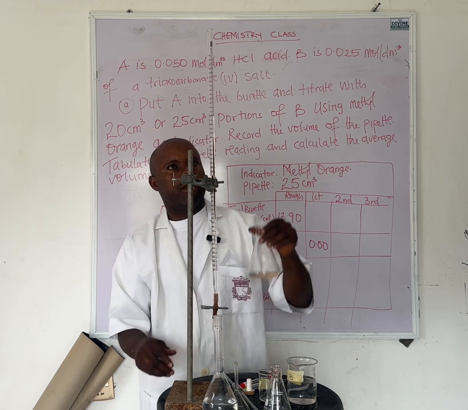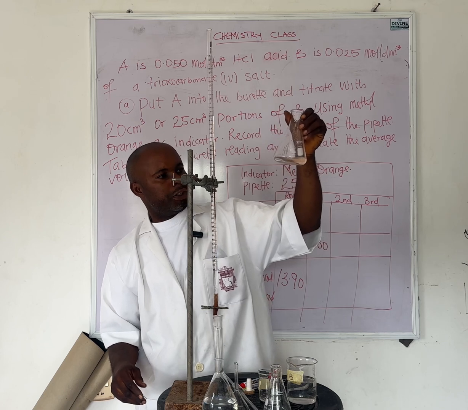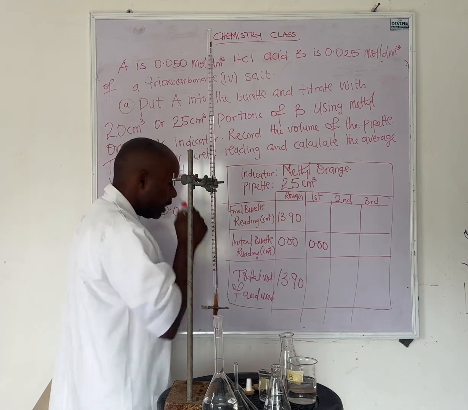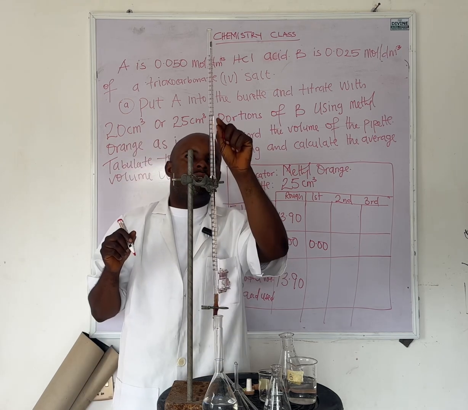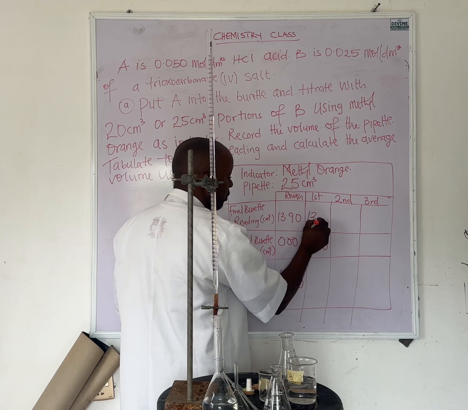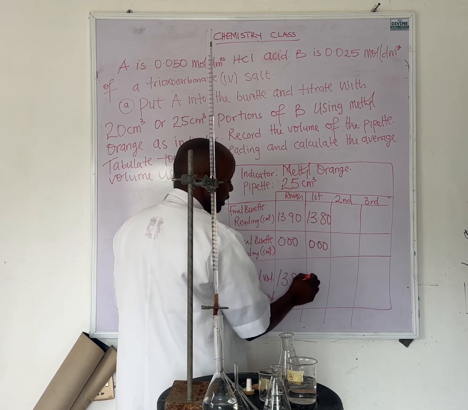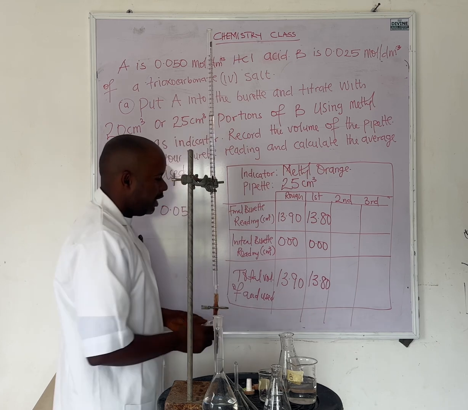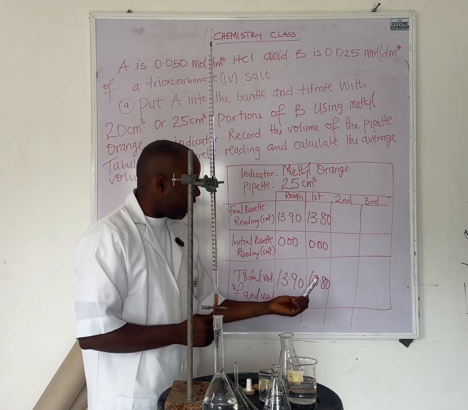All right, color change. There's a color change automatically. So in this now, we got 13.8. Here we have 13.80. It must be 2 decimal points. Here we have 13.80.